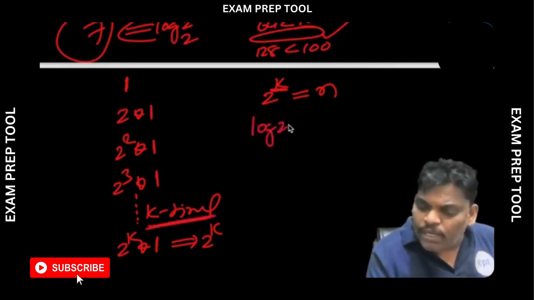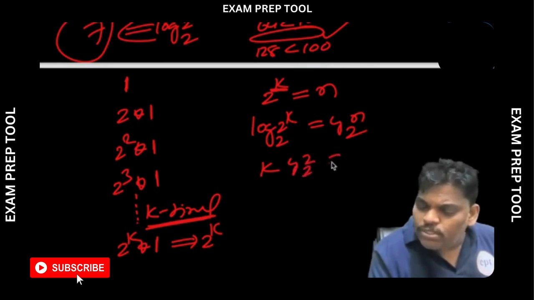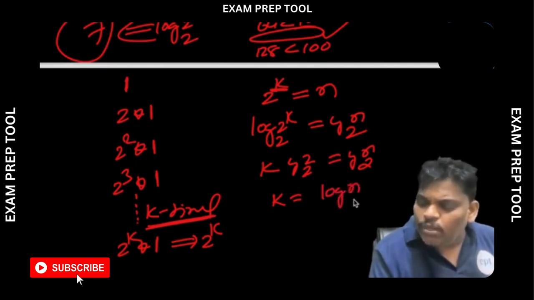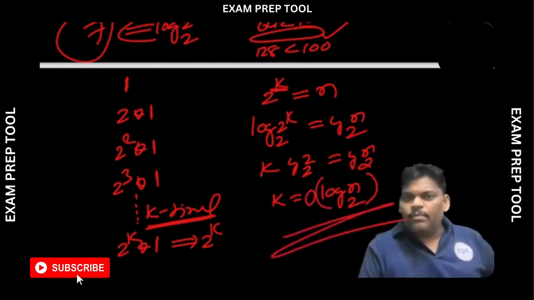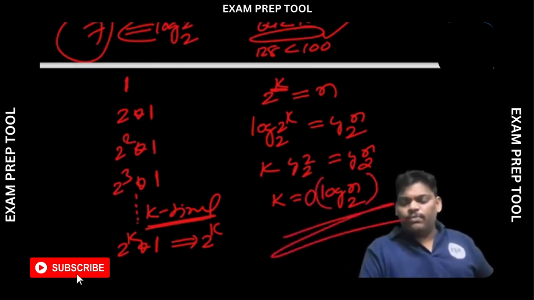Log 2 power k base 2 is equal to log n base 2. So finally k log 2 base 2 is equal to log n base 2. So finally k is equal to log n base 2. What is the meaning? You repeated the loop log n times. So the time complexity of this program is log n base 2.